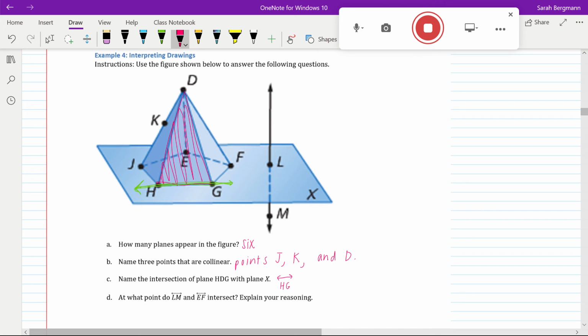Finally, at what point do lines LM and EF intersect? Explain your reasoning. So LM is this line here. EF is this line here. Where do those two lines intersect? Well, they do not intersect because they do not share any points.